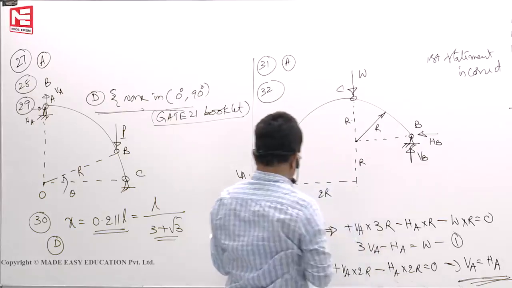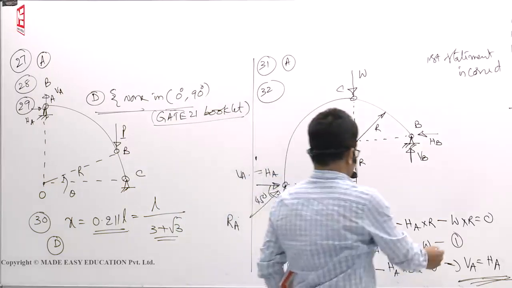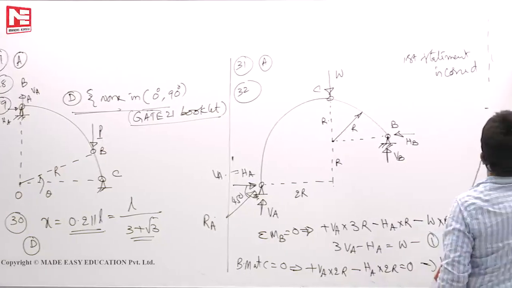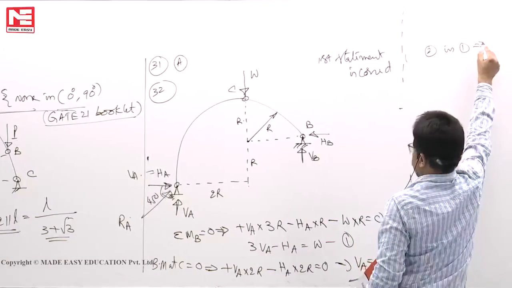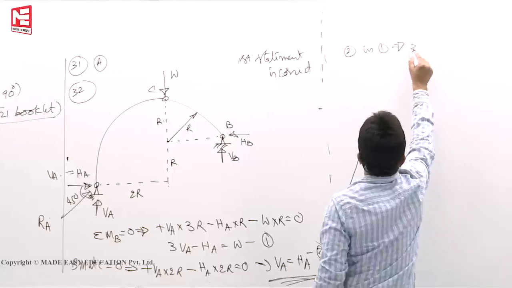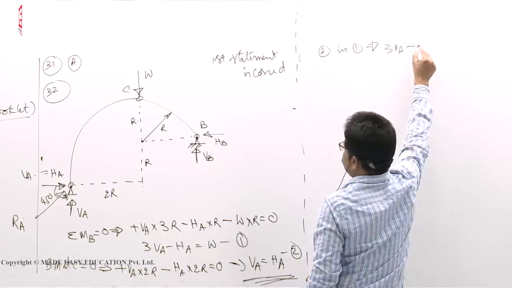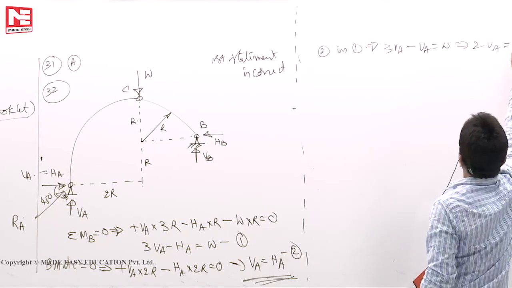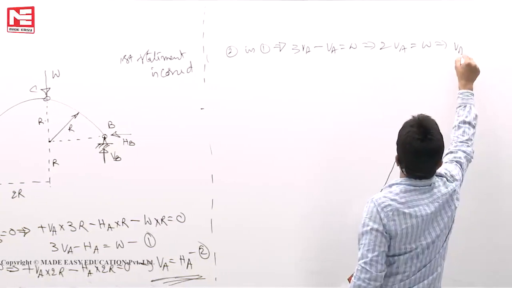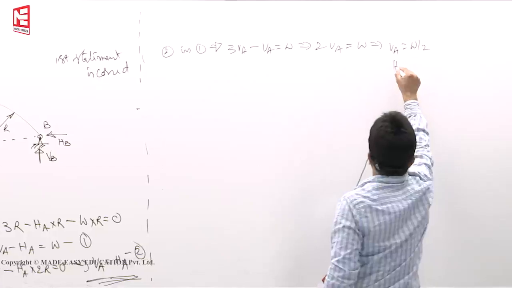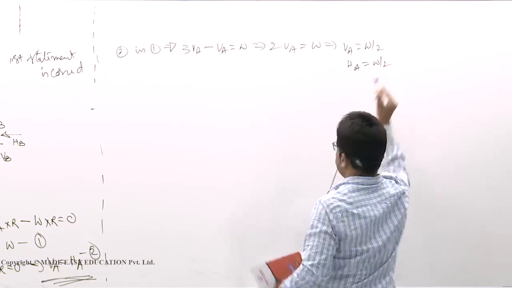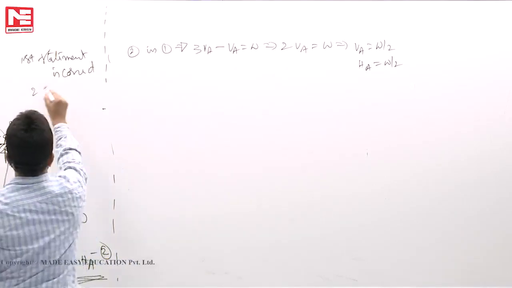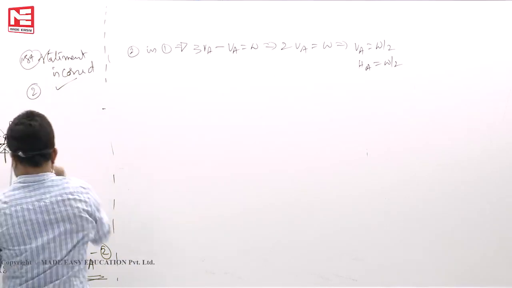Then VA is equal to VB is equal to W by 2. VA is equal to HA, if you substitute 2 in 1, 3VA minus HA means 3VA minus VA is equal to W. So 2VA is equal to W. So VA is equal to W by 2. So HA is also W by 2. So VA is equal to VB is equal to W by 2. Second statement also correct. First is correct.